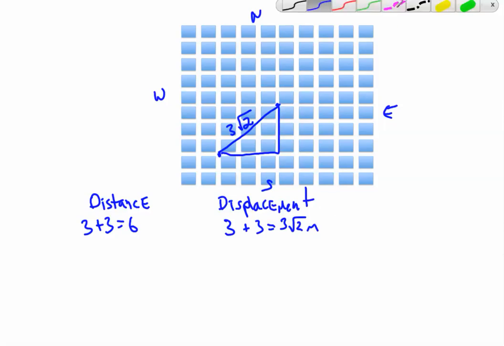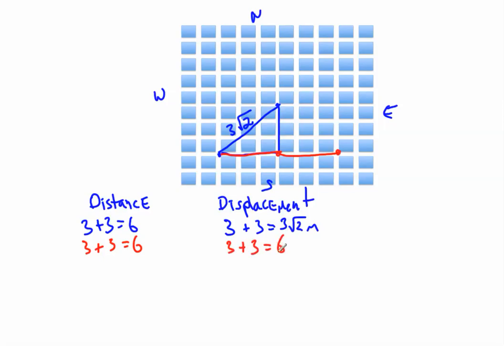Let's do a couple more examples here. Let's say I walk 3 blocks and then 3 blocks. Well, now the distance that I walk is again 6 blocks. So I got again say 6 blocks of exercise. My displacement is also 6 blocks. I am 6 blocks from where I started, 6 blocks to the east to be specific.